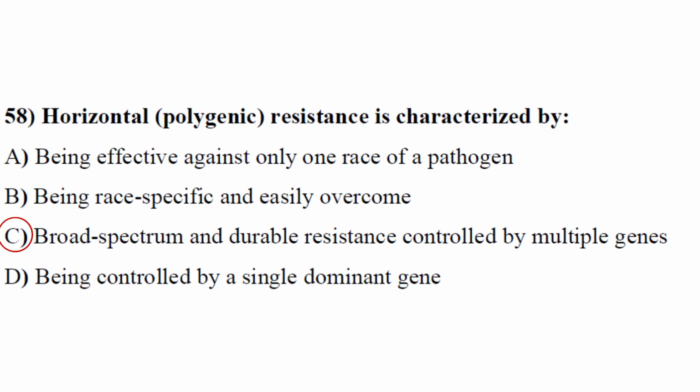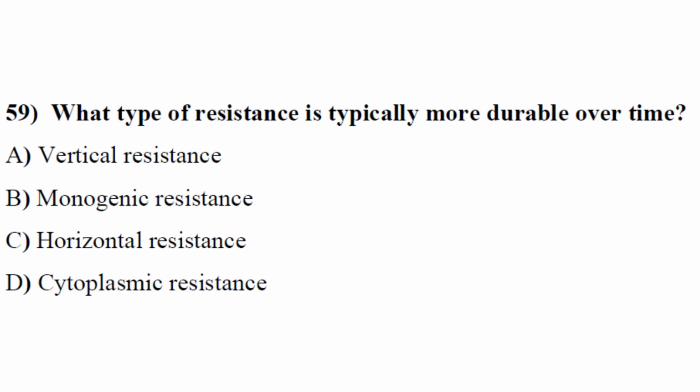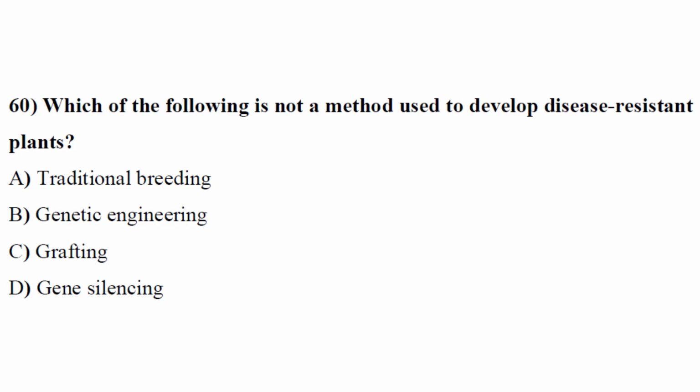Answer: C. Broad-spectrum and durable resistance controlled by multiple genes. 59. What type of resistance is typically more durable over time? A. Vertical resistance. B. Monogenic resistance. C. Horizontal resistance. D. Cytoplasmic resistance. Answer: C. Horizontal resistance.